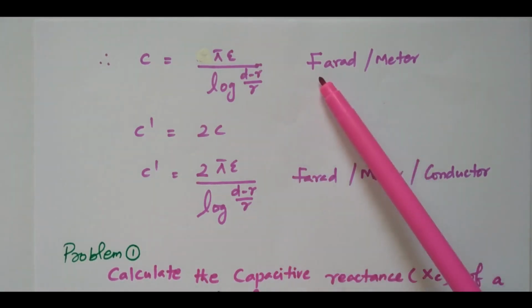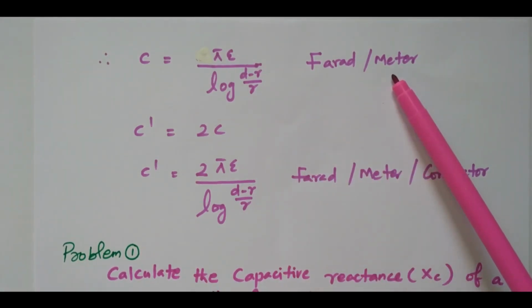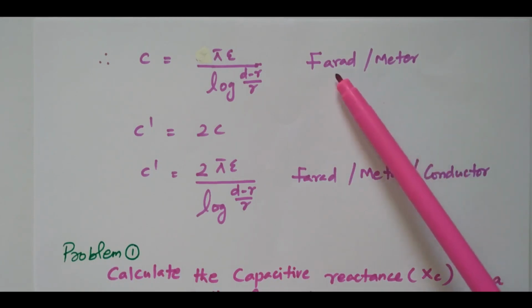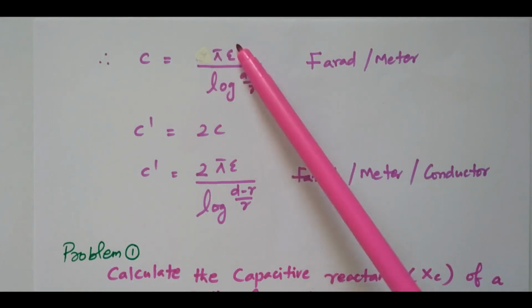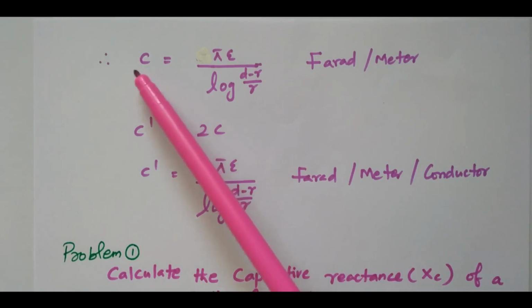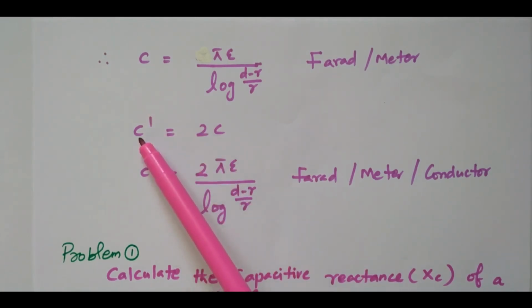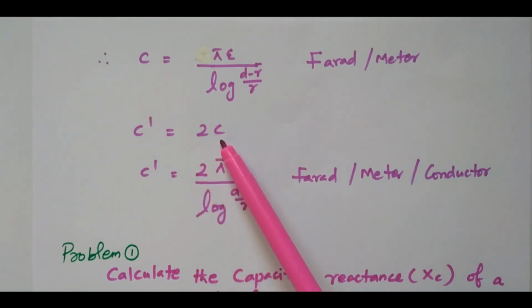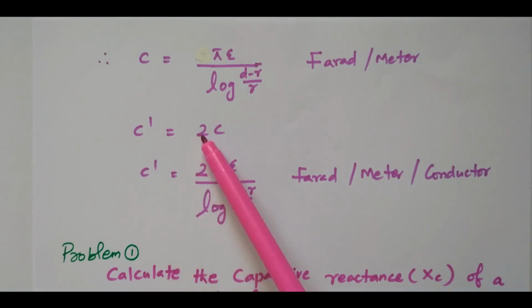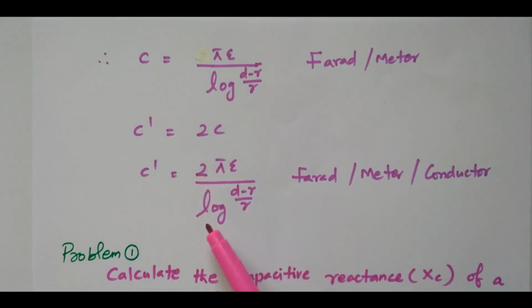What is the unit? Farad per meter, because we consider only 1 meter length of cable, so the unit is farad per meter: pi epsilon divided by log (d minus r) by r. So this is the total capacitance. What is the capacitance per conductor? C dash equal to 2 times C, 2 times the total capacitance, right? So C dash equal to 2 pi epsilon divided by log (d minus r) by r, right?